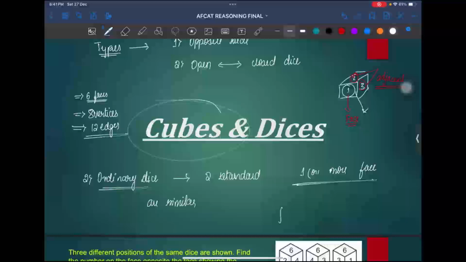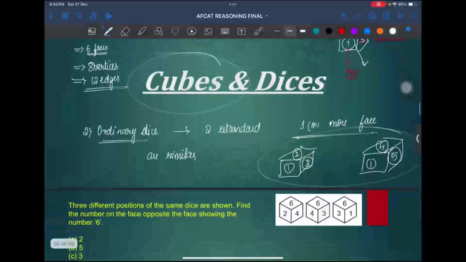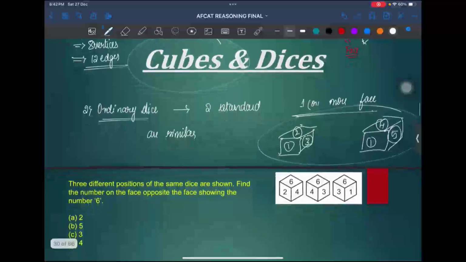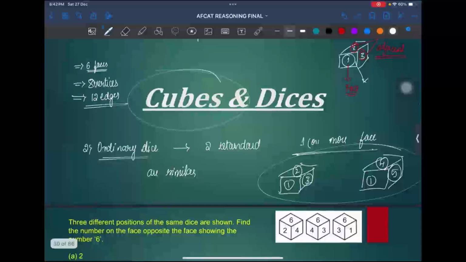For example, by giving the same example, 1, 2, 3 is one die. Next one is 1, 4, 5. If this kind of two dice are given, it is called an ordinary dice. So to find the opposite face, is correct.